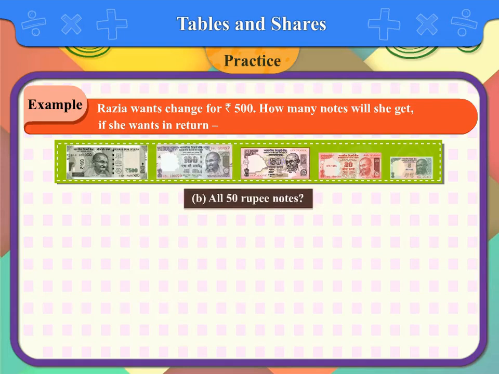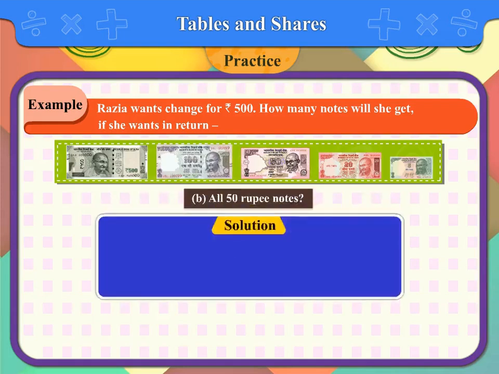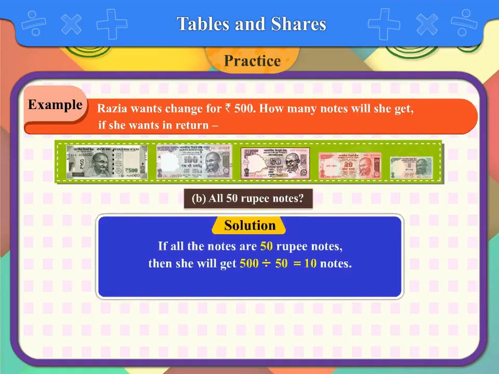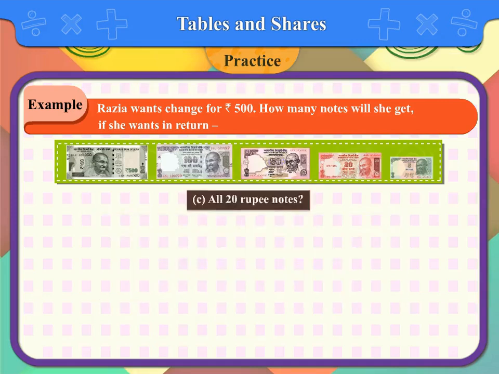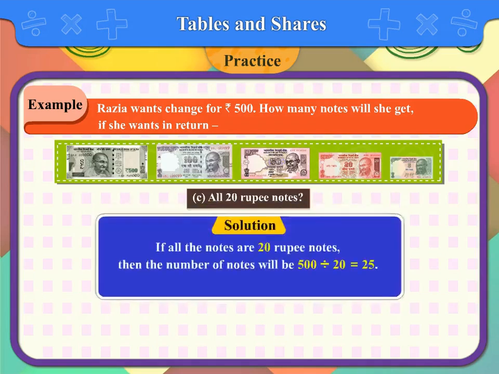B. All 50 rupee notes. If all the notes are 50 rupee notes, then she will get 500 divided by 50 is equal to 10 notes. So, she will get 10 notes of 50 rupees. C. All 20 rupee notes. If all the notes are 20 rupee notes, then the number of notes will be 500 divided by 20 is equal to 25. So, she will get 25 notes of 20 rupees.